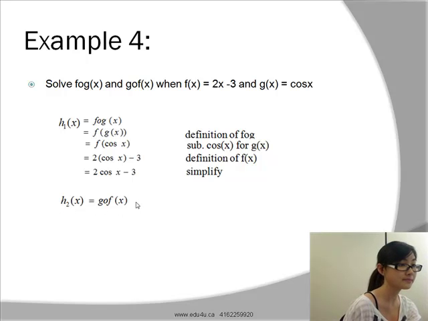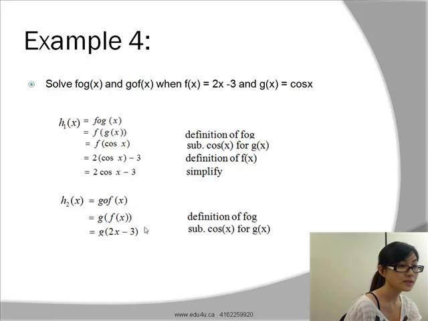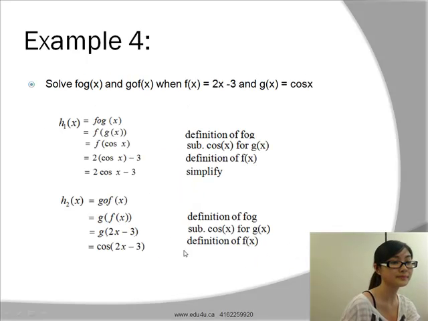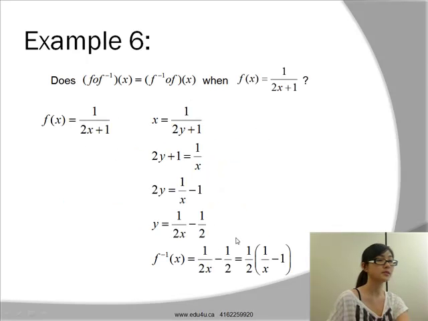Now let's let h2 of x equal g of f of x. That gives us g of f of x. We already said that f of x equals 2x minus 3, so we sub that in. And then we sub in the equation for g of x. That'll give us cos in brackets 2x minus 3. And that will be the final answer.